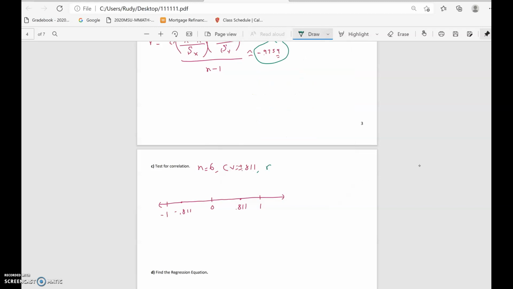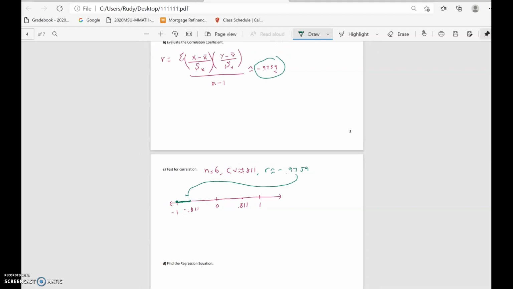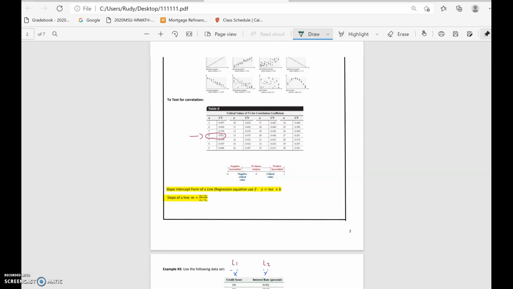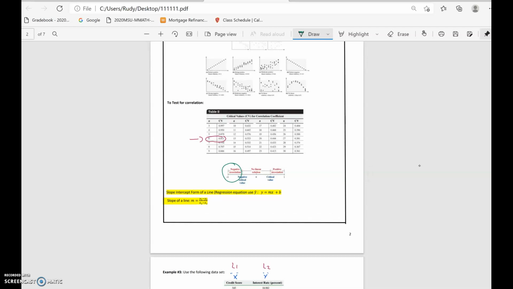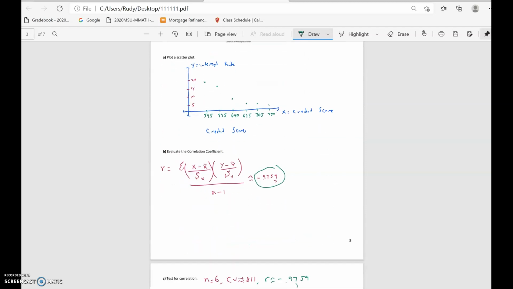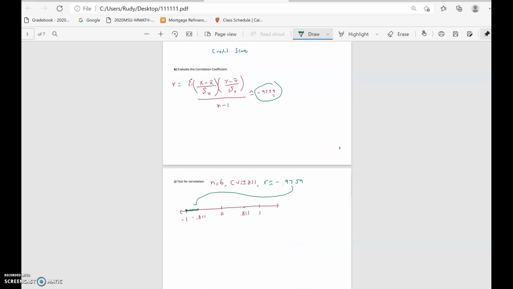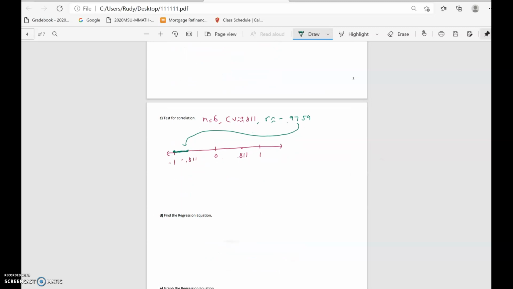Now, the value of R that we found was approximately negative 0.9759, which actually falls in this region. Now, this region is the region of technically negative correlation. So you're looking at this region. Now, because a single coordinate point can change the prediction, we would say that there appears to be a negative correlation.